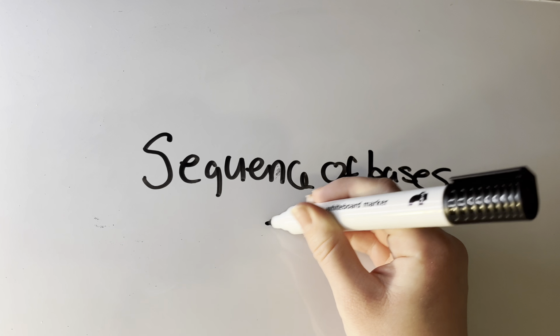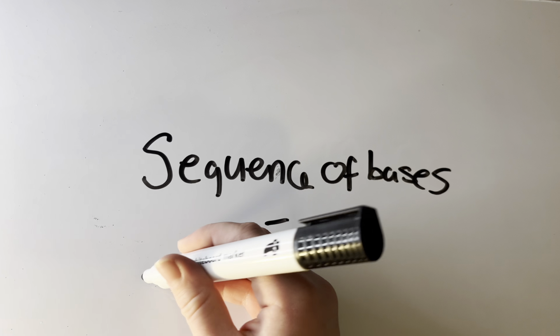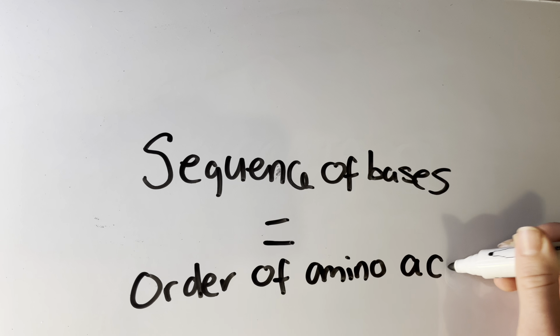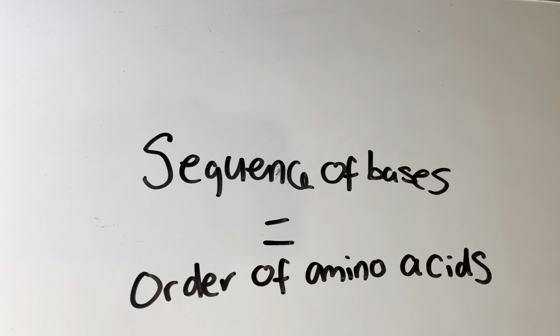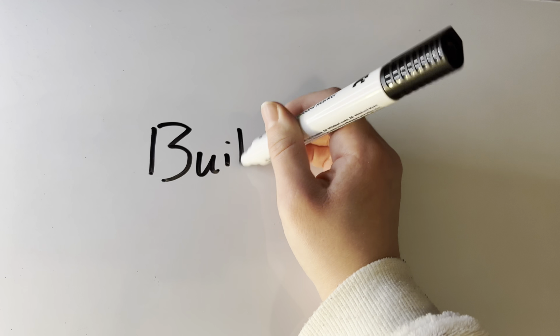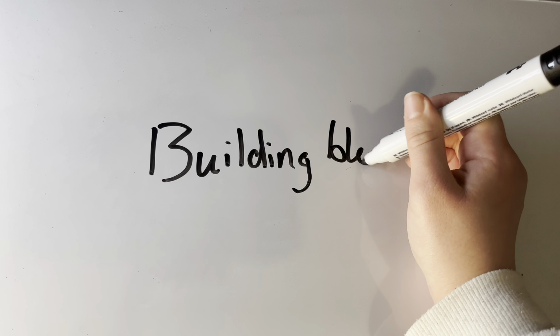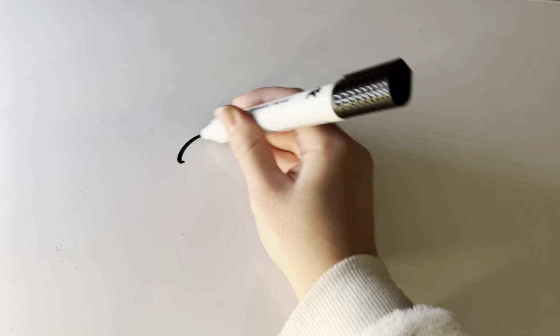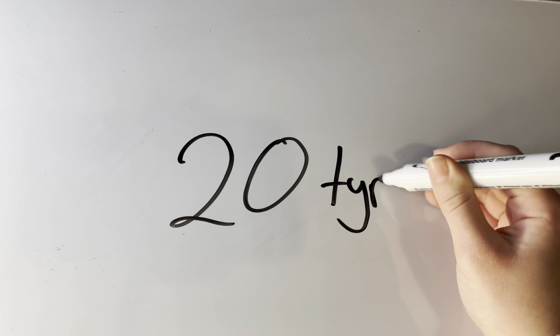The sequence of these bases in DNA determines the order of amino acids. Amino acids are known as the building blocks of life. There are 20 types of amino acids inside of us.